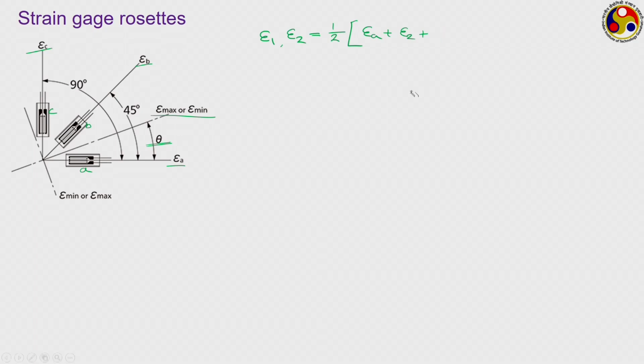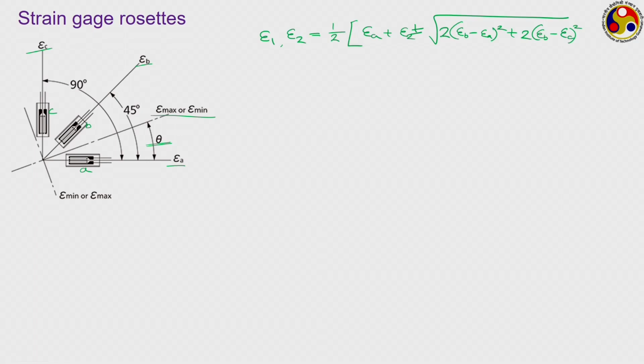Or rather I should say, plus minus root of 2 into epsilon b minus epsilon a whole square plus 2 into epsilon b minus epsilon c whole square. So, once we know the values of epsilon a, b and c, then we can always combine these three to get the result. When we are using the plus we are talking about the maxima, when we are using the minus we are talking about the minima.